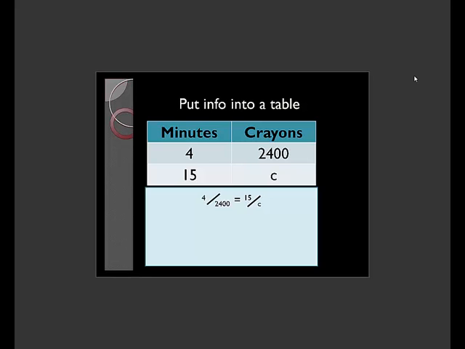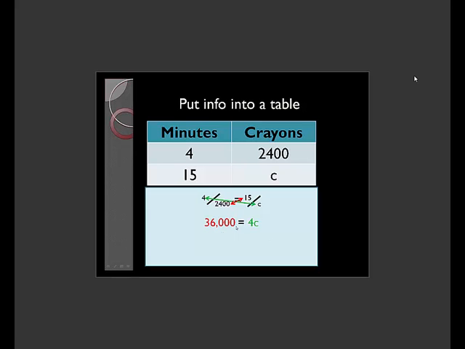This is how I can do it. I'm going to take 2,400 times 15 and put that on the left side of an equation. And I'm going to take the product of 4 times c and put that on the right and set them equal to each other.